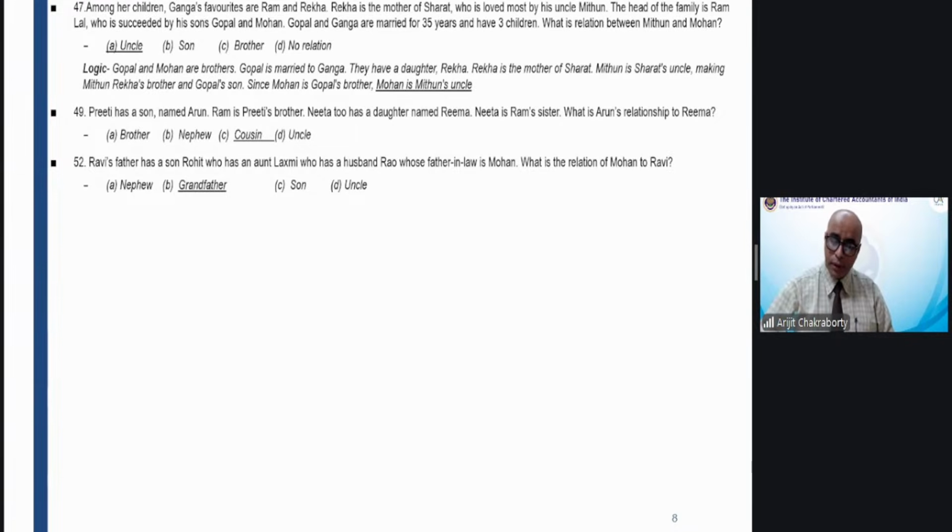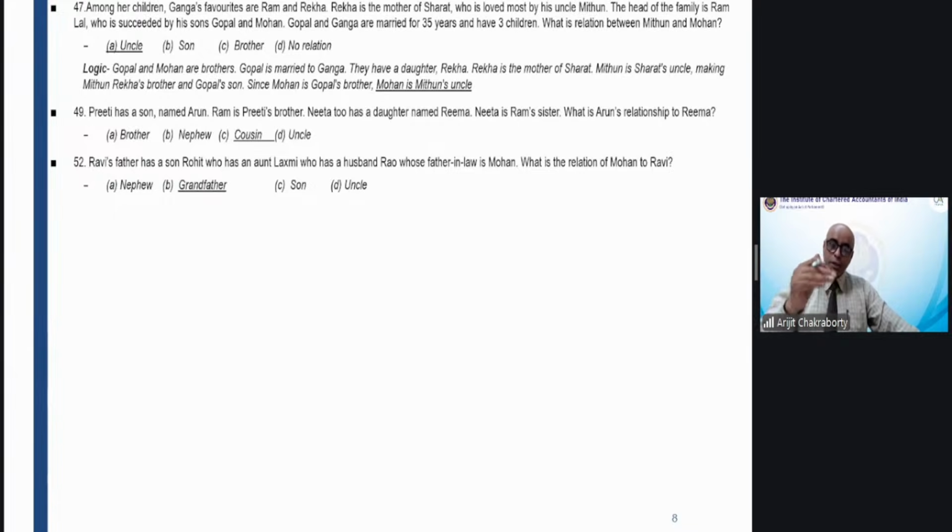Wife's father. Yani Lakshmi's father is Mohan. Lakshmi का पिताजी मोहन है, तब जाके Rao का father-in-law is Mohan. Question is, what is the relation of Mohan to Ravi? So we can see here that the relation between Mohan and Ravi is Ravi's father and then another generation. So answer is grandfather. Because we see Mohan is at the top. It is given that Mohan is at the top.